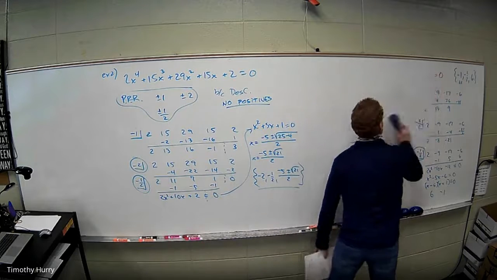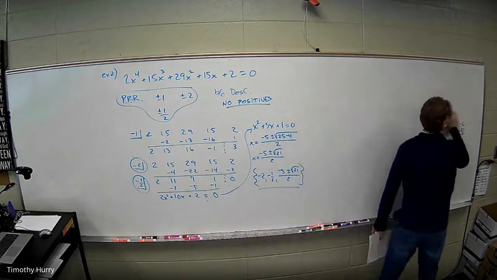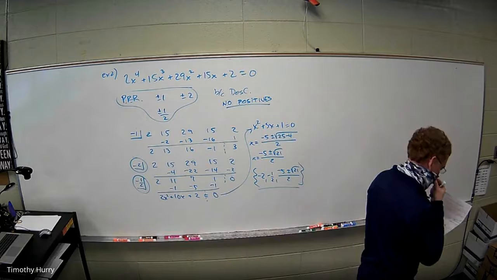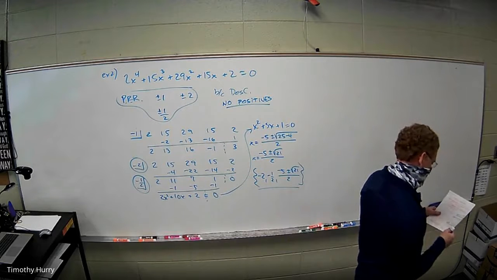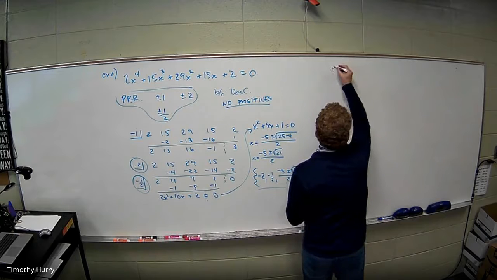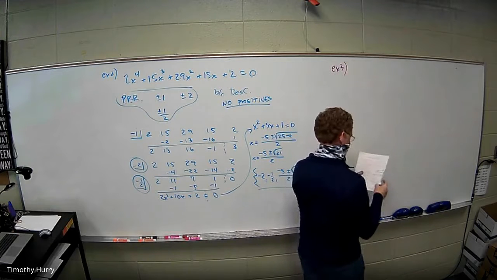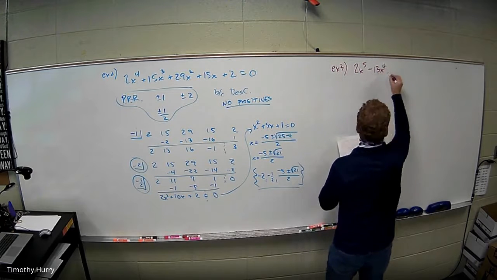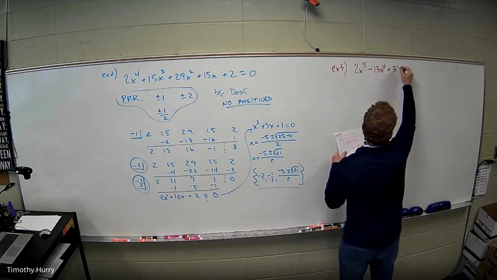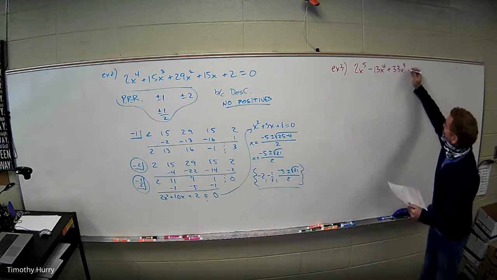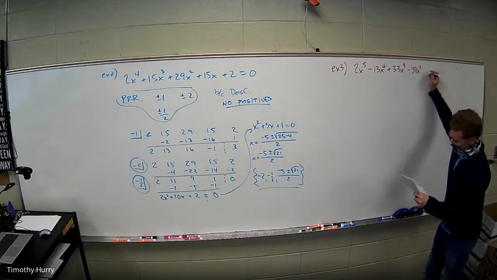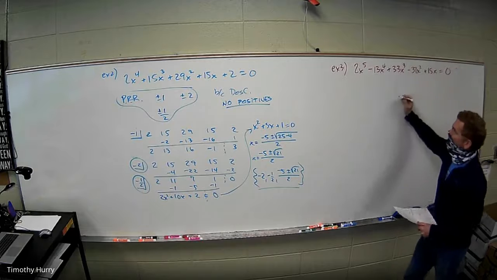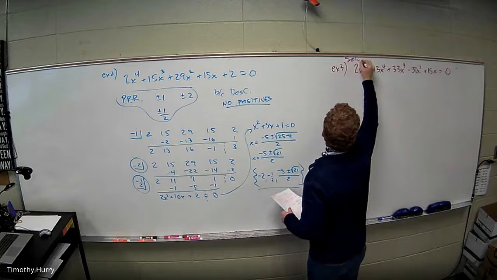And here's another situation I'm trying to get you to see. All right, so example 3. So we've got 2x to the 5th minus 13x to the 4th plus 33x cubed minus 37x squared plus 15. Now, actually, there's 2 things going on in this one. Equals 0. Solve.